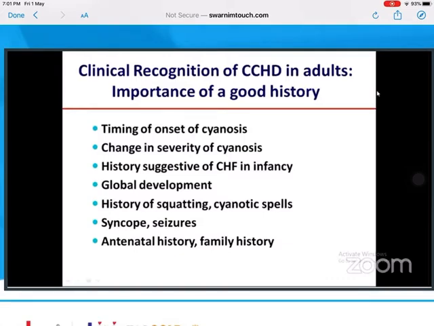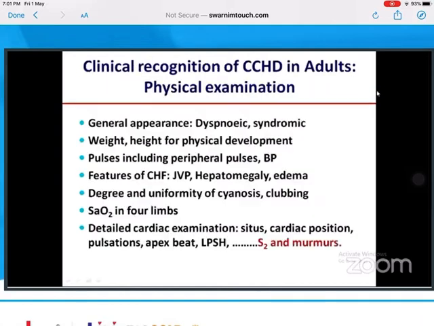How has the global development been? Has there been any history of squatting or cyanotic spells, syncope, seizures? And then, as in any congenital case, we do ask for antenatal history, family history, etc.